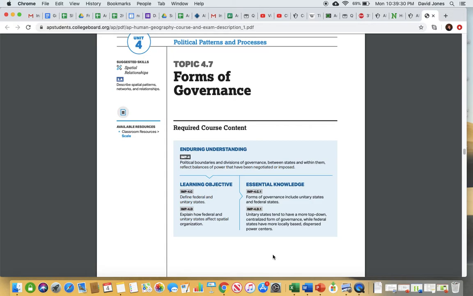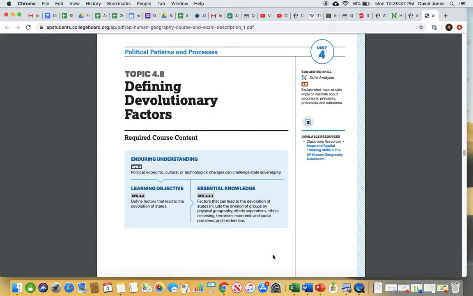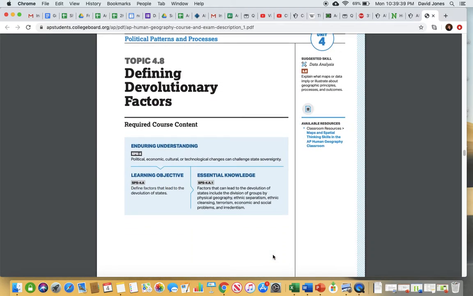So they could reference, obviously, types of scale here as well. Hey, 4.8 talks about defining devolutionary factors. So it says here, enduring understanding: political, economic, cultural, or technological changes can challenge state sovereignty. So obviously there's a lot of things that can challenge the power of a state. And I think China is a great example of something that we could look at here.